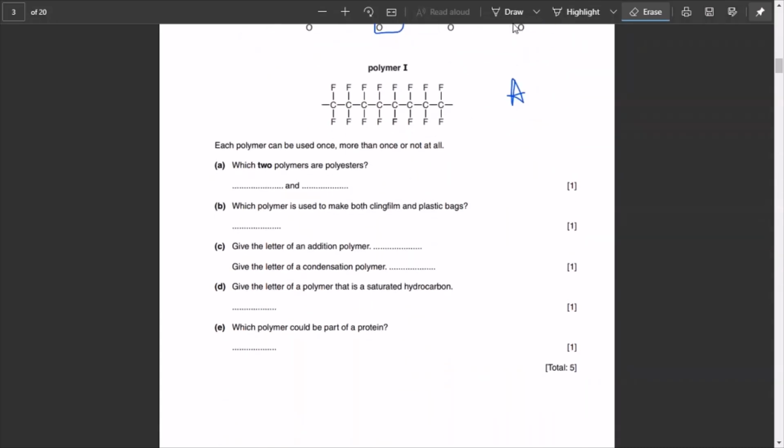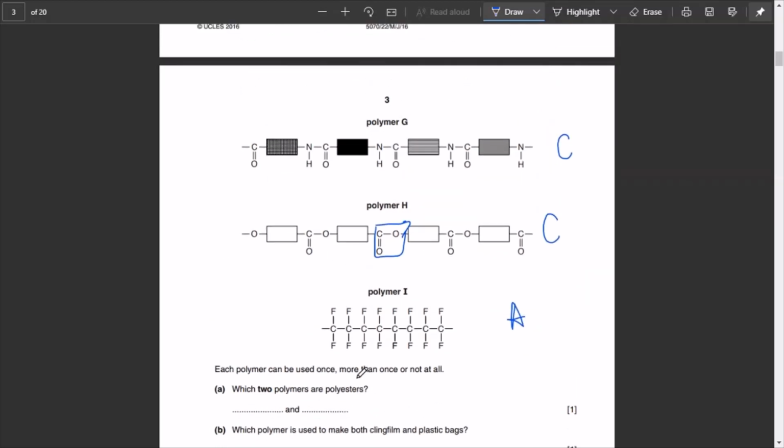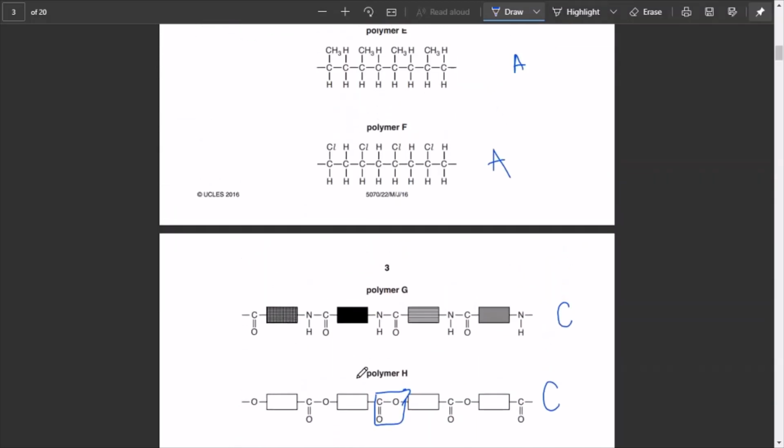Moving on to part E, which polymer could be a part of a protein? Protein means it must have nitrogen in it. It must have amine bond, alright? Let's just forget about my writing skills, alright? I'm not really a pro at it, but let's try. We'll get better over time.